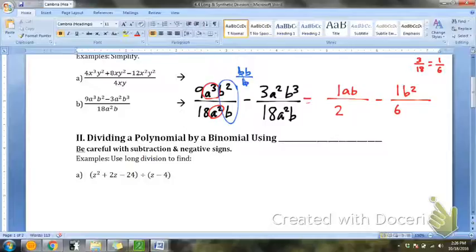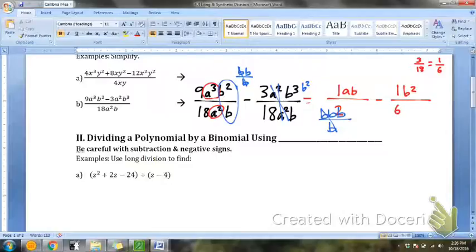3 over 18 reduces to 1/6. A squared cancels. B cubed over b leaves you with b squared in the top. The exponent determines where you're going to be left over at, whether it's on top or bottom. Right, because look, if I have 3 b's on the top and only 1 b on the bottom, when I cancel one out, where are my 2 b's left at? Up top. Because you had 3 on the top to begin with. Okay?